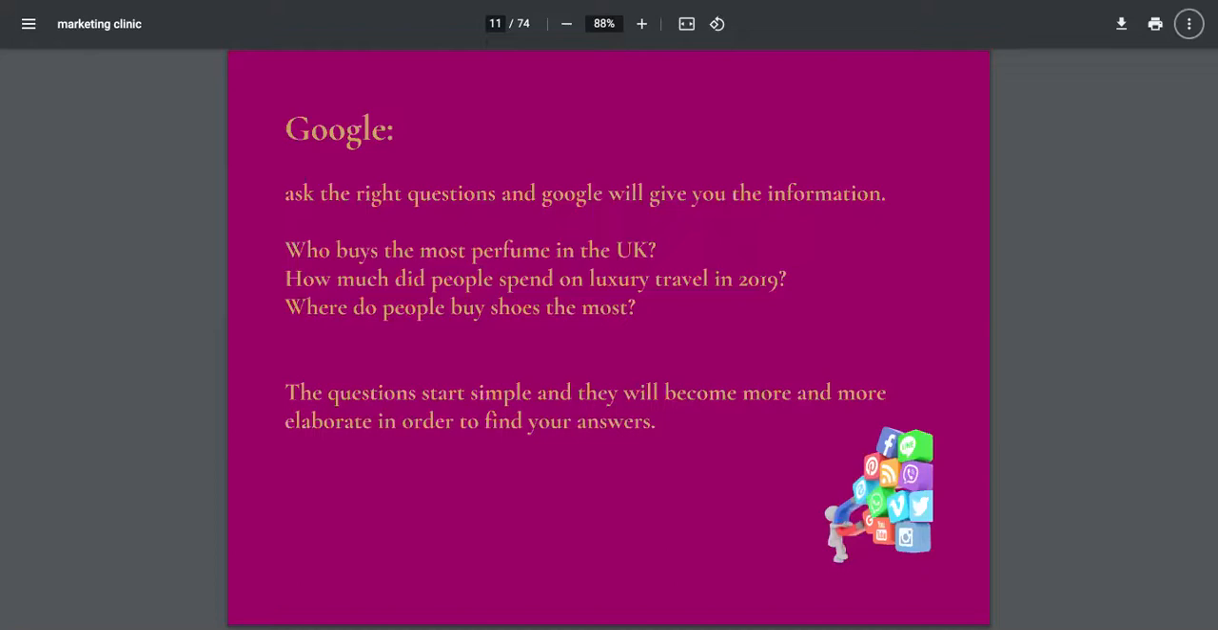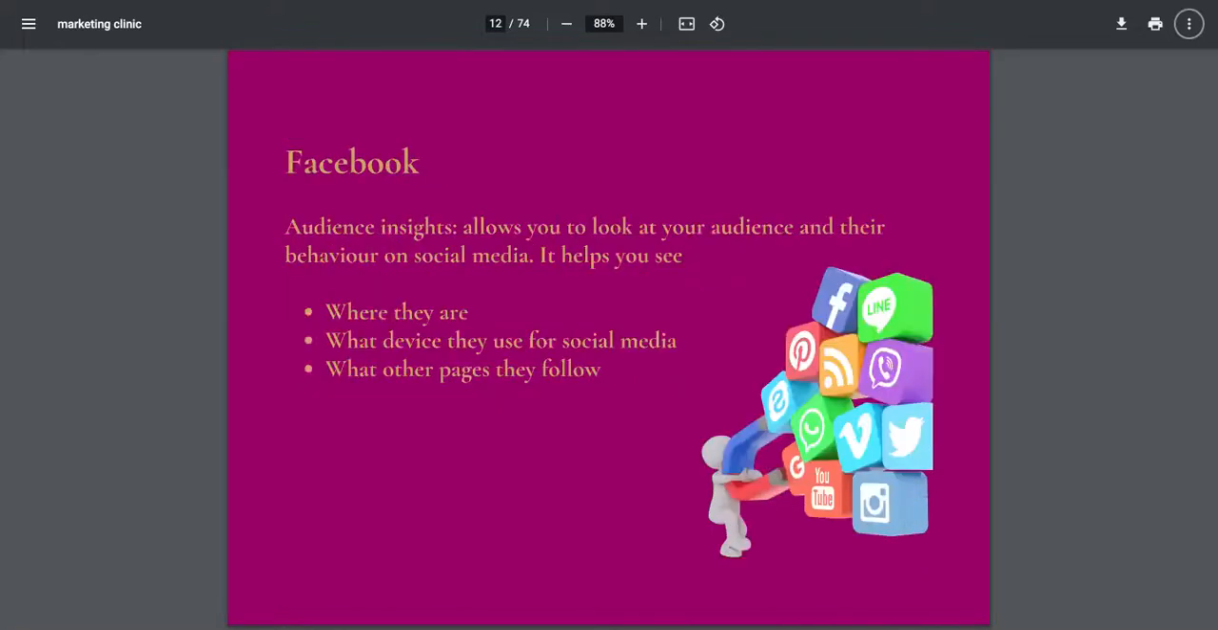So for example, with those three examples, who buys the most perfume in the UK? Then you can ask which perfume was the most successful in 2020. How much is the average price of a perfume in the UK? So on and so forth, and then you will start finding the answers to your question. It's not just about asking the question, it's about asking the right questions to Google.